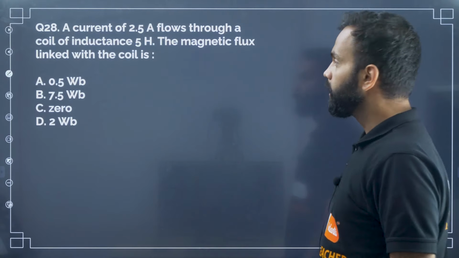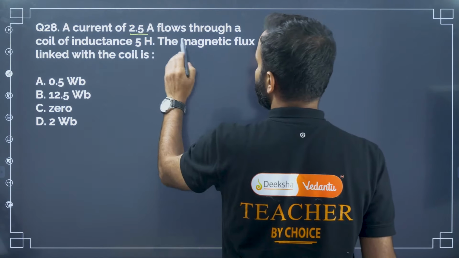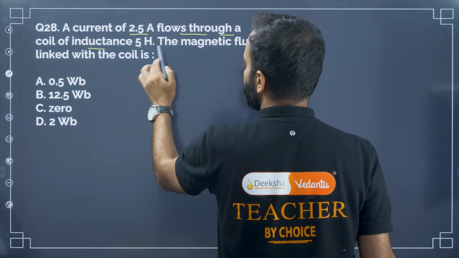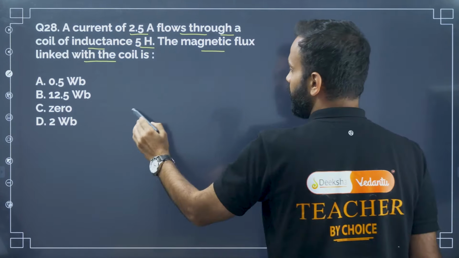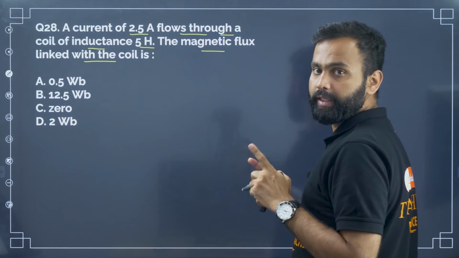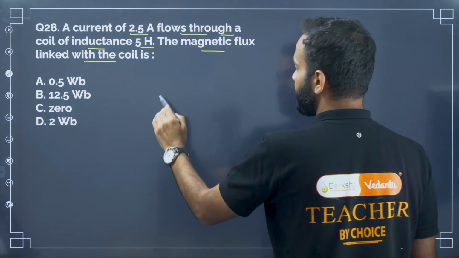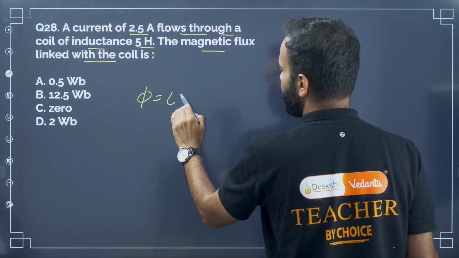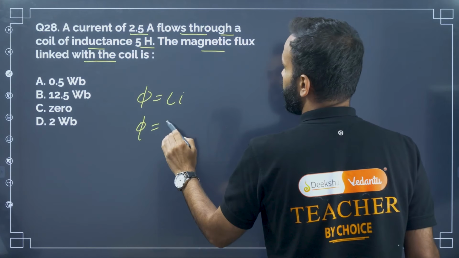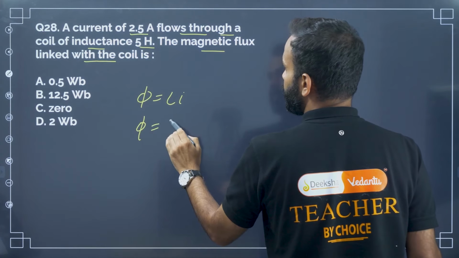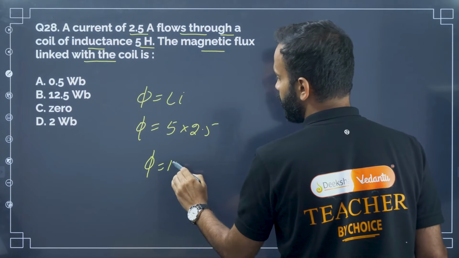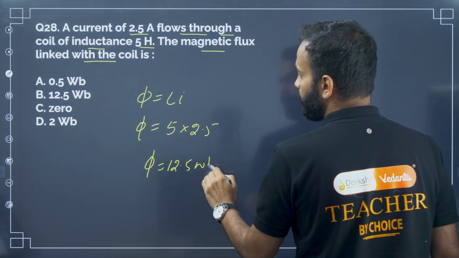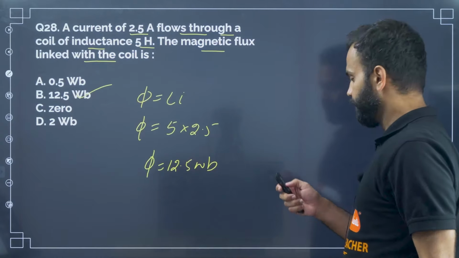Question number 28. A current of 2.5 ampere flows through a coil of inductance 5 Henry. The magnetic flux linked with the coil. Direct question, right? We know the relationship between self-inductance, current and magnetic flux, that is phi equal to L into I. L is 5 and I is 2.5. So solve this, you will get 12.5 Weber. The correct option is B.